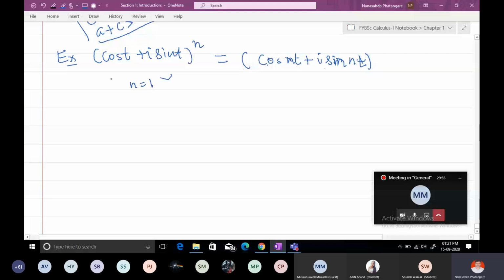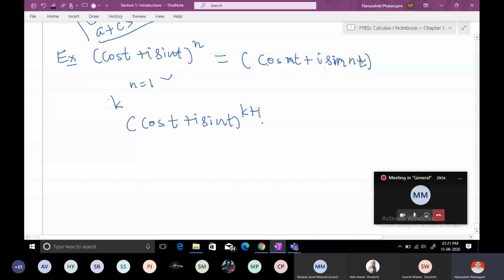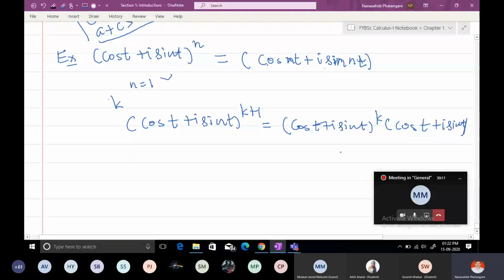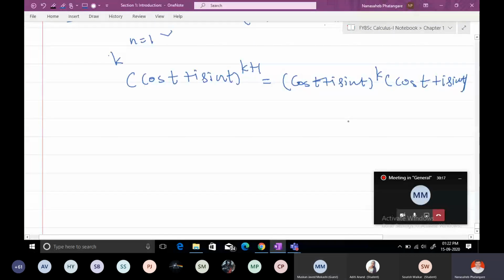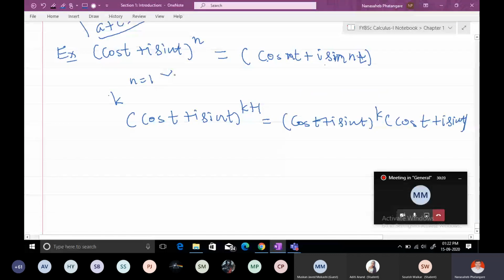Then start with (cos t plus i sin t) raised to k plus 1. Start with this, and then you can split it as (cos t plus i sin t) raised to k into (cos t plus i sin t). Is it true now? Whatever I have written in the last expression, is it true? Yes, sir. Now use the induction hypothesis, because we are assuming that the k step is true. Then I can replace this bracket by what?